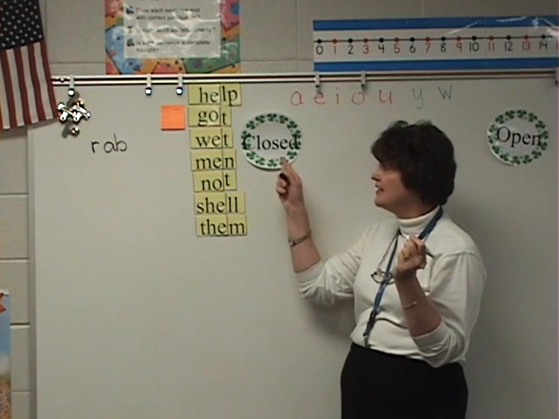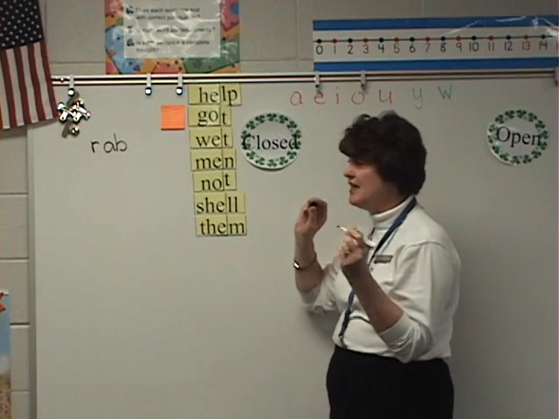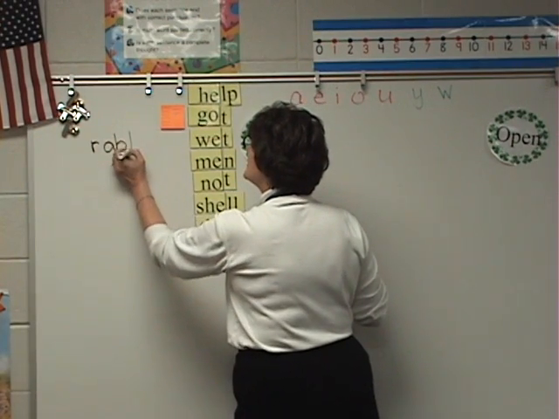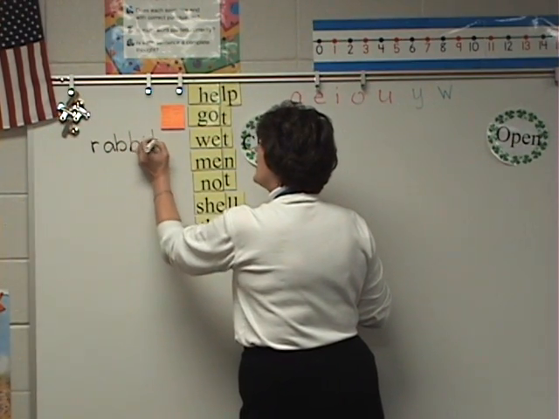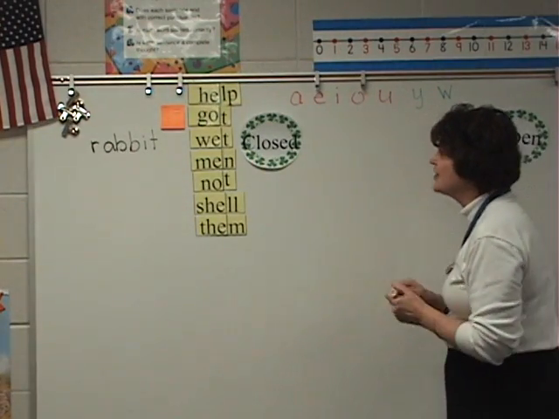What kind of a syllable is it? Closed, because it ends in a consonant. Perfect. And I put another syllable with it. What kind of a syllable is that? Rabbit. Okay. Now let's look.